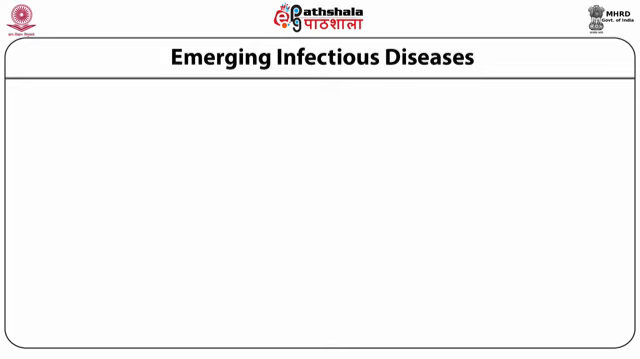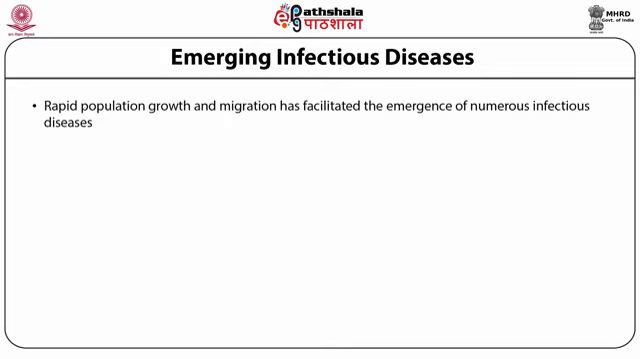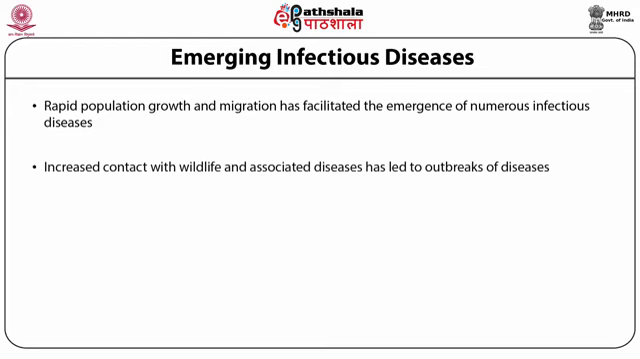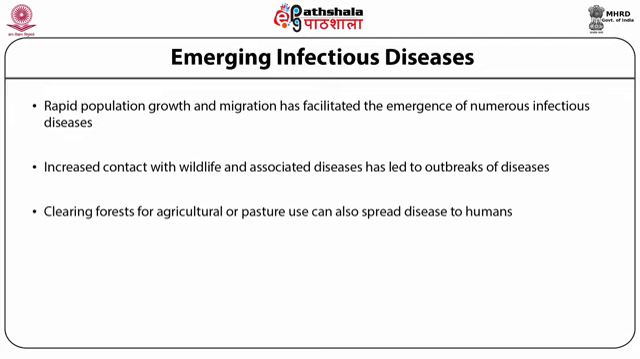Emerging infectious diseases. Rapid population growth and migration has facilitated the emergence of numerous infectious diseases. Increased contact with wildlife and associated diseases has led to outbreaks of diseases. Clearing forests for agricultural or pasture use can also spread disease to humans. Farmers in Venezuela's Portuguesa state converted millions of acres of forest into cropland. This attracts the rodents causing the deadly Guanarito virus.